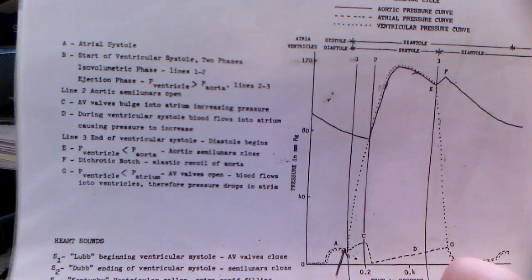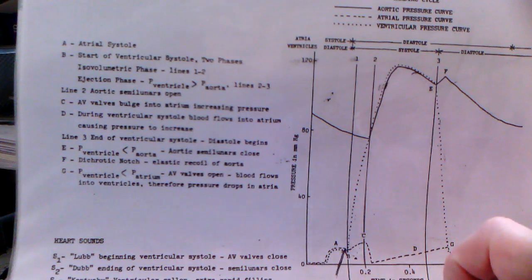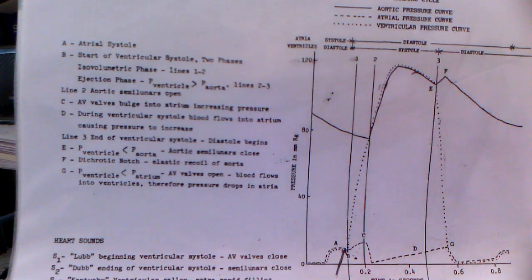To support the AV valves, that's the chordae tendineae. If you think of them like tie downs on the roof of a car with the wind blowing underneath it, the chordae tendineae just hold down the AV valve to keep it from prolapsing into the atria.